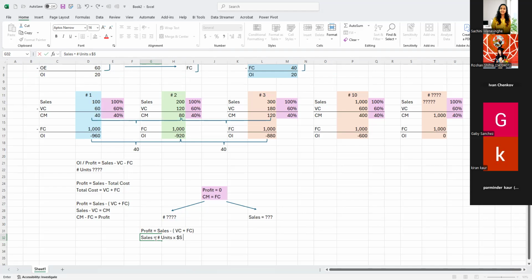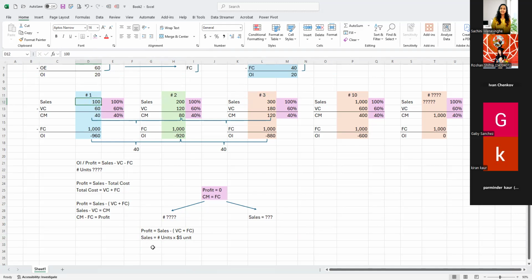Our sales per unit. Correct? Yes, sir. My sales here are 200. Why? Because I'm selling 2 units, sales price per unit is $100. My sales here are $300. Why? Because I'm selling 3 units and sales price per unit is $100.